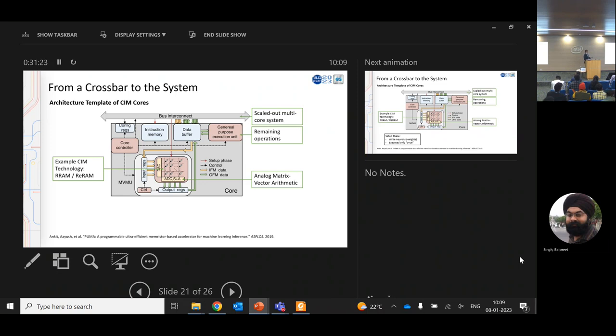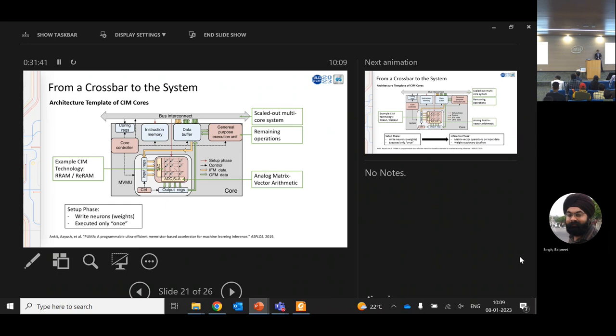And then if you do need, for instance, to run an activation function or something like that, you would do it in this general purpose unit. And how do you use it? Well, it's a two-phase setup here. First you have the setup phase where you write the weights of the neurons into these memristive devices. So this is only executed once.